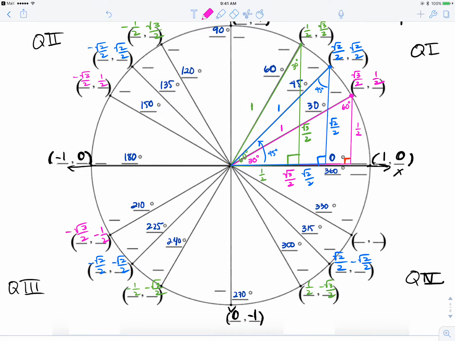And then our very last point at 330 degrees, since we already have 360 filled in. Do you want to give me the point for 330 degrees? Root 3 over 2. Perfect.